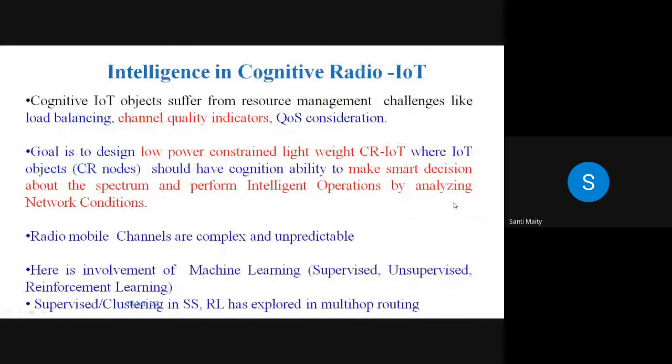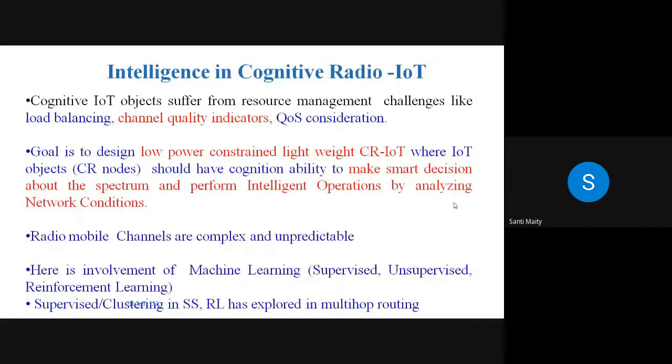Now, as I already said, there is cognition ability in IoT objects, so we need to add an intelligence flavor. Load balancing is an important issue. Channel quality indication is another important issue: what is a good channel or a bad channel? Because channel condition is essential for reliable data transmission. And power control is an important issue in channel data transmission, which is again an important issue.